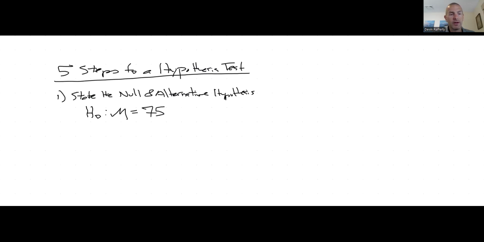Okay. Against the alternative, okay, the alternative hypothesis is the thing you are going to believe. The alternative, H sub A, that is what you will believe if you end up rejecting the null hypothesis.